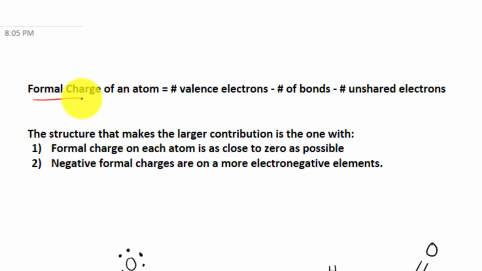A formal charge of an atom, based on this formula, is basically the number of valence electrons, which is the number of A on the periodic table. Remember, the number of A gives us the number of valence electrons, and we are going to minus the number of bonds surrounding that atom. But be careful: a single bond counts as one, a double bond counts as two, and a triple bond counts as a total of three. So be careful with that one, okay?